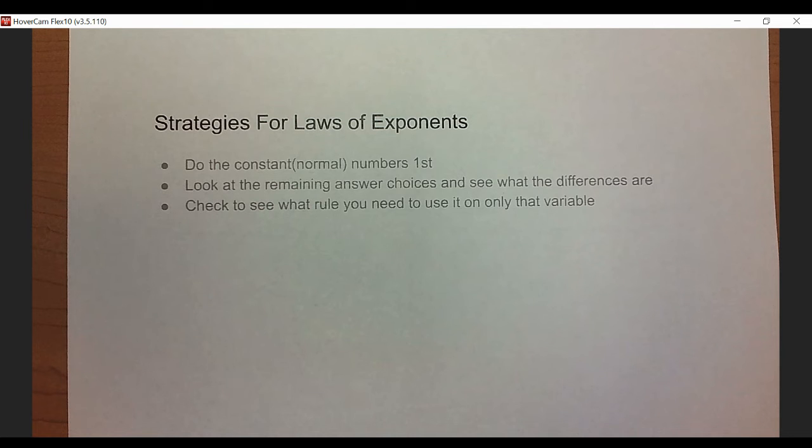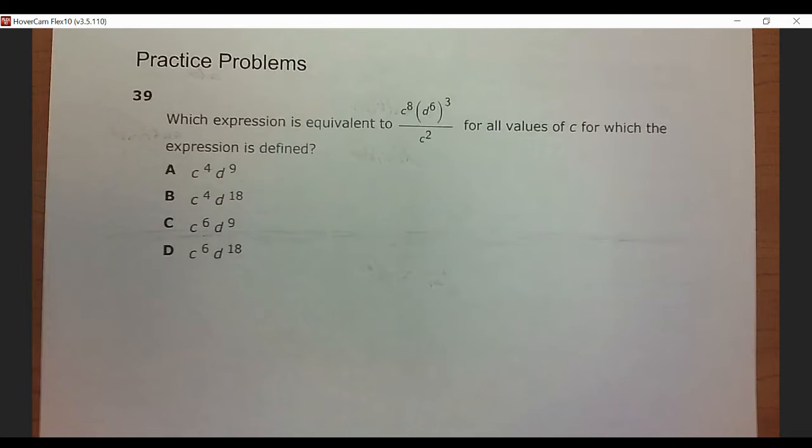Every time we do a step, we want to look at the answer choices and see if there's anything we can eliminate, right? Sometimes we see, oh, we just have to do one number, one letter. There might be 8 letters in the problem. I don't know. We just have to mess with one of them because they're the same in each answer choice. And the last thing we need to do, we always use that formula chart, see what rule we need to use on that variable.